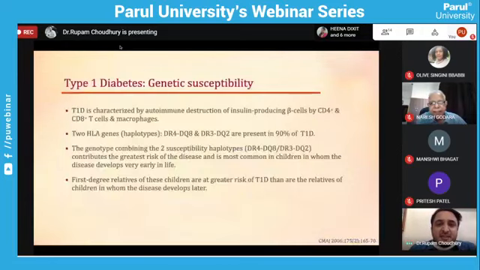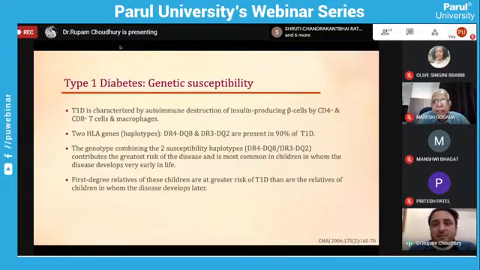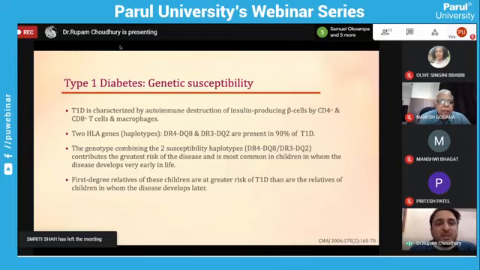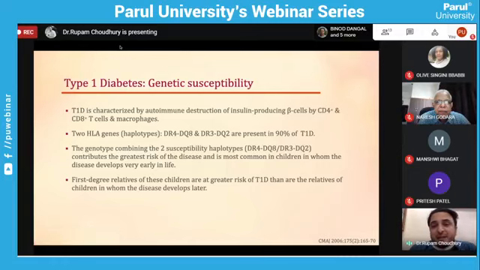These are the genetic susceptibilities we have mentioned. For academic purposes, we can go through them, but clinically we don't assess all those things. Like the CD4 plus and CD8 T cells and macrophages, we can assess. Two HLA genes, DR4-DQ8 and DR3-DQ2, are present in 90% of type 1 diabetes patients, so we can look for those genes. The genotype combining the two susceptibility haplotypes, DR4-DQ8 and DR3-DQ2, contributes the greatest risk of the disease and is most common in children in whom the disease develops very early in life.